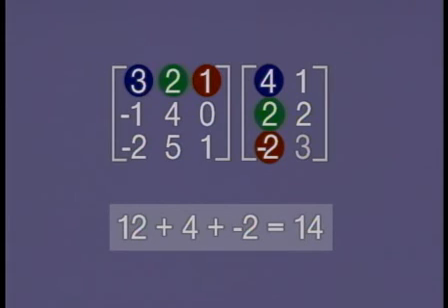We get the numbers that are highlighted at the bottom of the visual. 3 times 4 is 12. 2 times 2 is 4. 1 times -2 is -2. And then we add these 3 numbers. 12 plus 4 plus negative 2 equals 14. And that 14 goes in the first row, first column of the answer matrix. Now, since our first matrix has 3 rows and our second matrix has 2 columns, our answer matrix will have 3 rows and 2 columns.